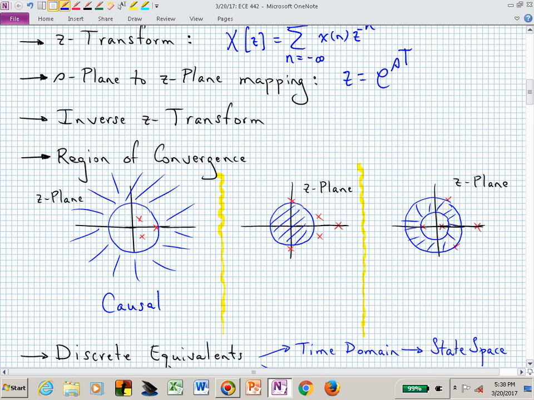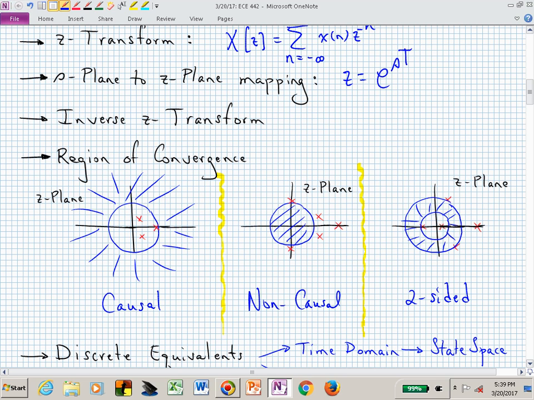For the middle region of convergence, what do you have at the count of 3? Causal, non-causal, or two-sided? 1, 2, 3. But yes, it's non-causal. And the last one, by process of elimination, since it's annular or bagel or donut shaped, this is two-sided.